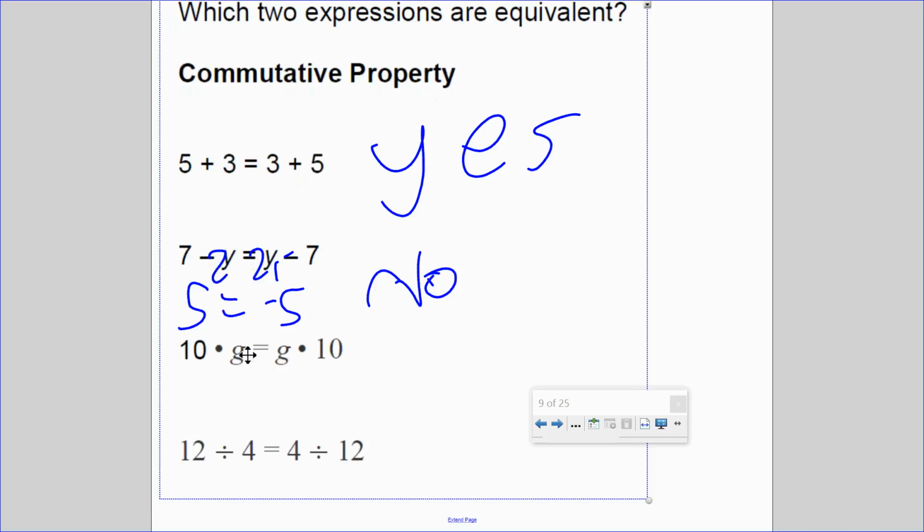So let's try to multiply now. 10 times g is g times 10. So g was 2. 10 times 2 is 20, and 2 times 10 is 20. So yes. And with division, 12 divided by 4 is 3. Is that the same as saying 4 divided by 12? No. So did you notice when you add or multiply, does it matter where the term is located? No.